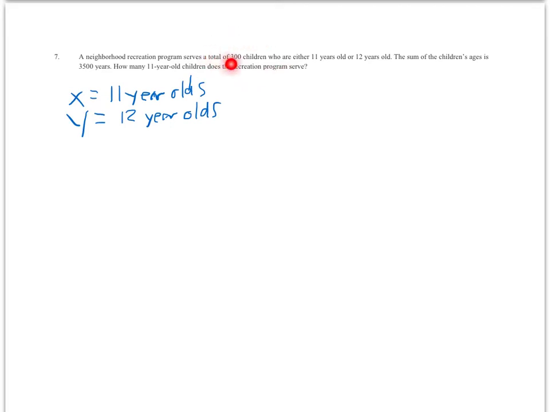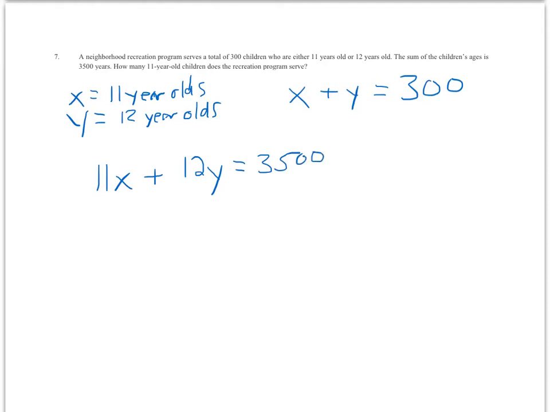Let's go back to the beginning. There's 300 children. There's X number of 11-year-olds, and there's Y number of 12-year-olds. Their sum together is 300. The second part says the sum of their ages. So if you take all the 11-year-olds, which is X, and multiply by their age, they're each 11, and you add to that the number of 12-year-olds, which is Y, times their age, that's supposed to equal 3,500. This equation here is not so simple.